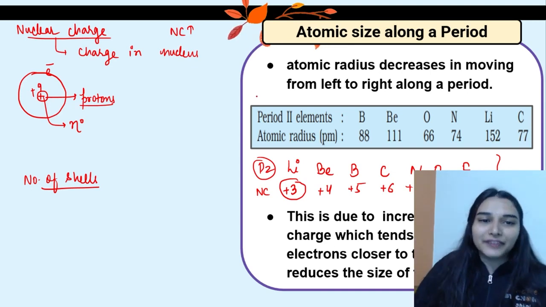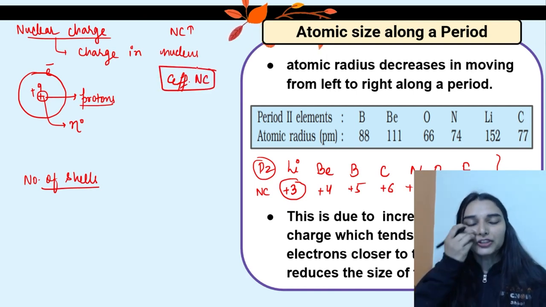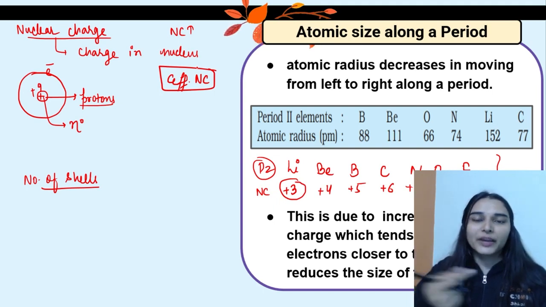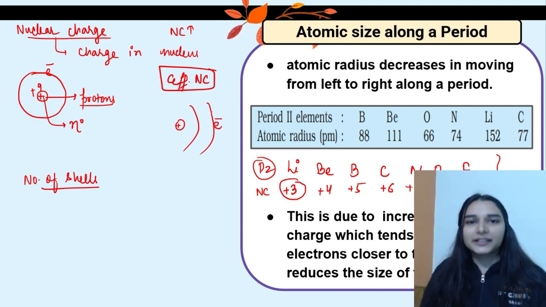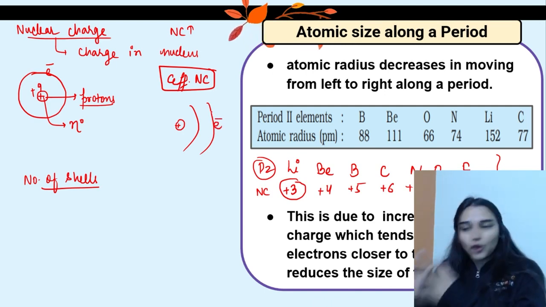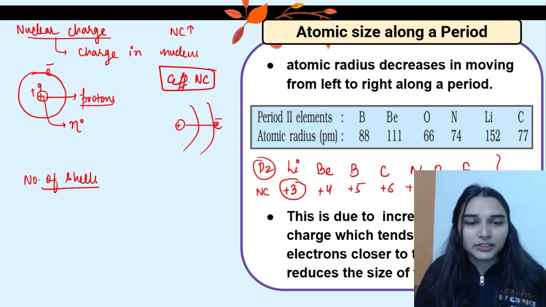Now what is effective nuclear charge? There's a term that you will continuously use, effective nuclear charge. It's the nuclear charge that we talk about with respect to the valence electrons only. Like this is the nucleus, this is the first shell, second shell. So how much attraction from the nucleus are the valence electrons experiencing? That is effective nuclear charge. How much pull the valence electrons are experiencing.